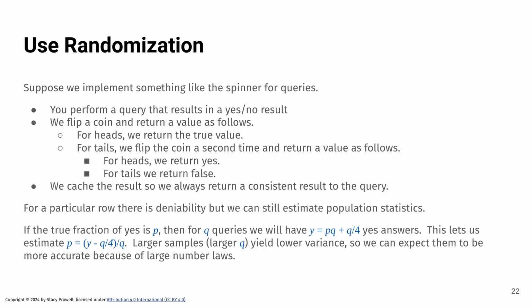And you can see that larger q will yield lower variance, right? Variance is going to be roughly proportional to the square of q. So we can expect it to be more accurate because of large number laws. As q gets larger and larger, we expect our estimation of the population fraction p to get better and better.